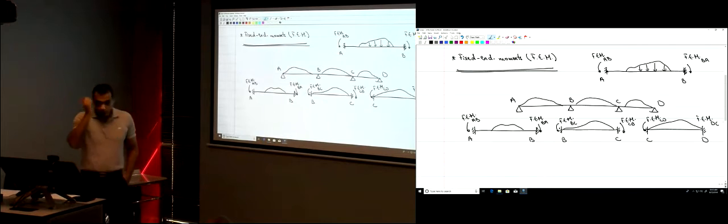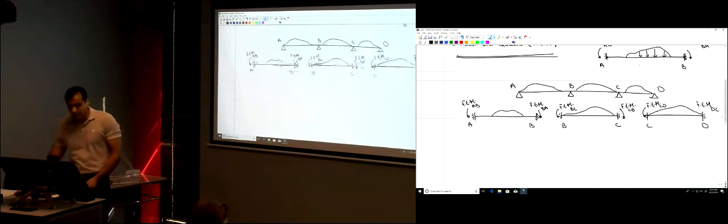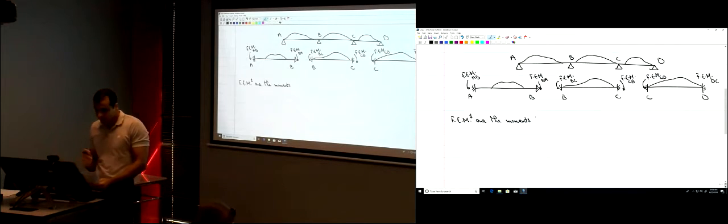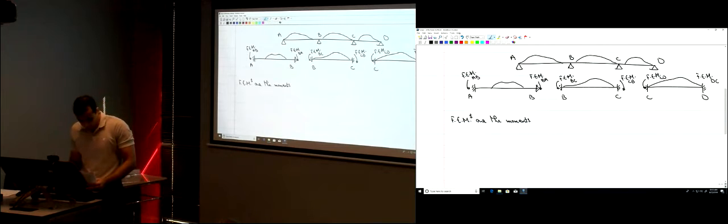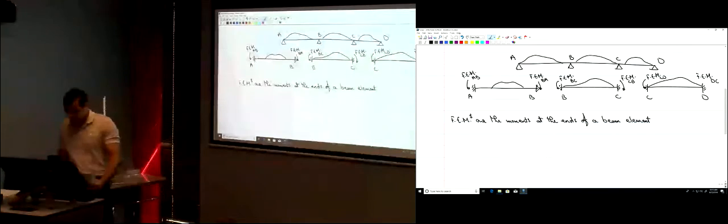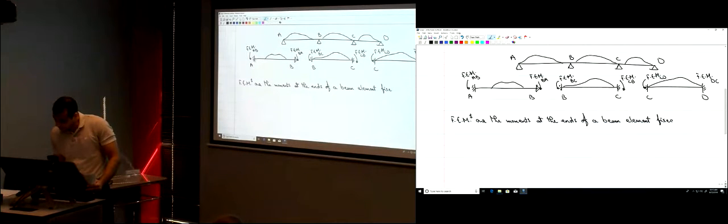Okay? So again, let's write now. What is the definition of a fixed end moment? The fixed end moments are the moments at the ends of a beam element. Not the entire beam, each element, okay? At the beam element, fixed at both ends.